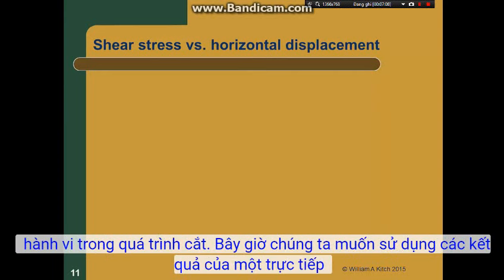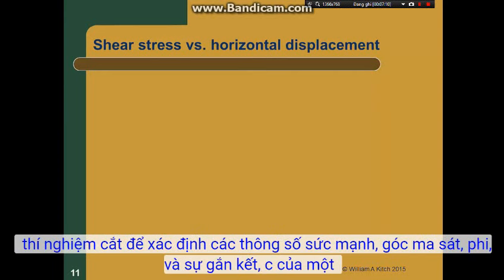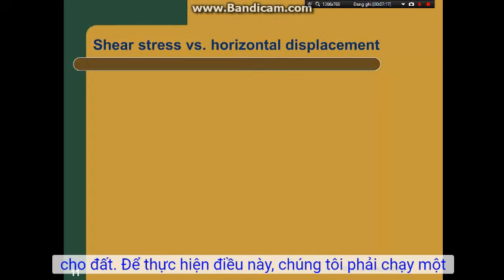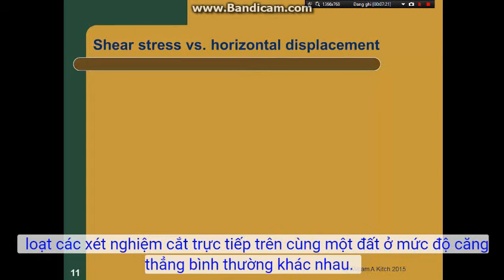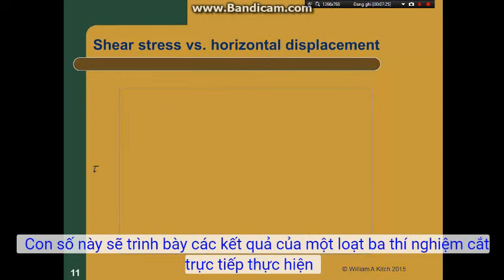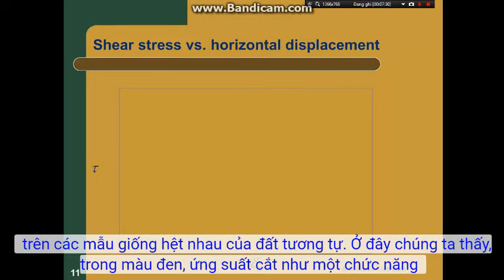Now we want to use the results of a direct shear test to determine the strength parameters, the friction angle phi and the cohesion C, for a given soil. In order to accomplish this, we must run a series of direct shear tests on the same soil at different normal stress levels. This figure will present the results of a series of 3 direct shear tests performed on identical specimens of the same soil.